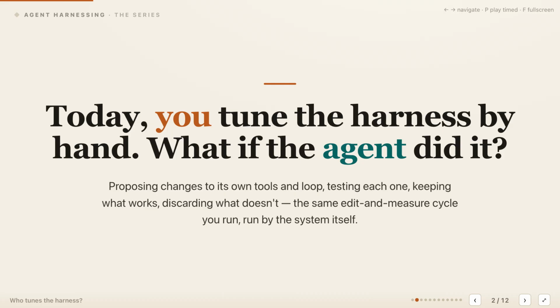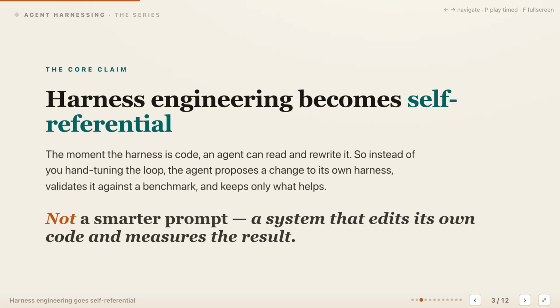The central question is whether you must remain the person executing every turn of that loop. A self-evolving system proposes the change, runs the test, and makes the same evidence-based decision under your supervision. The core claim is that harness engineering becomes self-referential when the harness exists as inspectable code. An agent can open that artifact, propose a concrete modification, and validate the modified system against a benchmark. If the result improves, the variant survives. Otherwise, the system rolls it back and records the failure. Your role does not disappear, but it moves from authoring every change to reviewing the search process and its outputs.